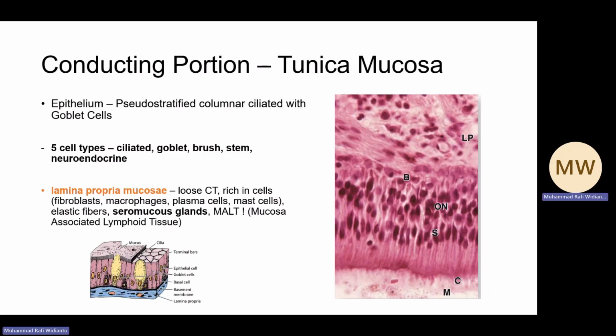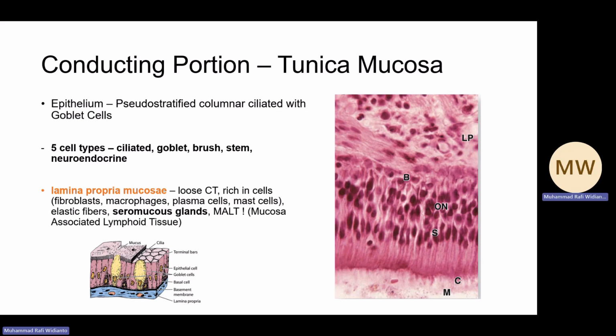Now, the conducting part basically consists of the pseudostratified columnar ciliated epithelium with goblet cells. And we also have 5 different cell types in it. So we have the ciliated cells, the goblet cells, the brush cells, the stem cells, and also the neuroendocrine cells, which we'll talk about more in the next slide. And it also contains the lamina propria mucosa.